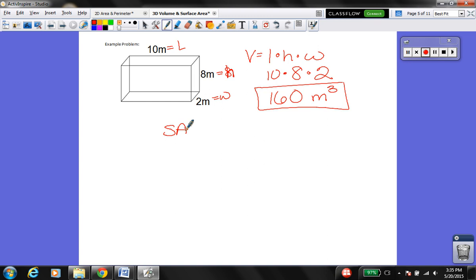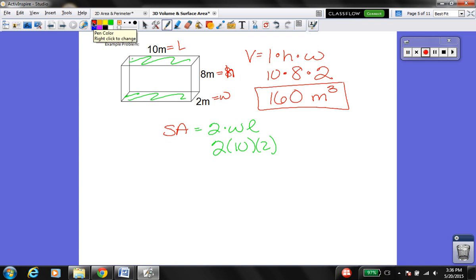We have to account for all the faces. So first off, let's talk about the bottom and top. The bottom and top are 2 times the width and length. So it's 2 times 10 and 2.